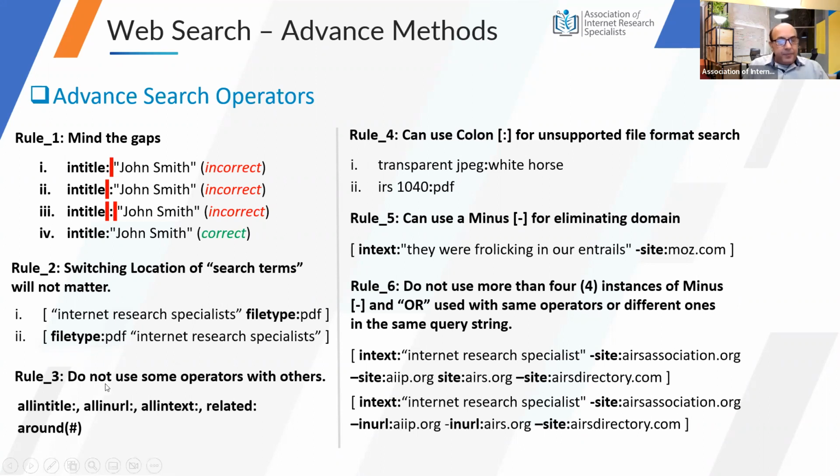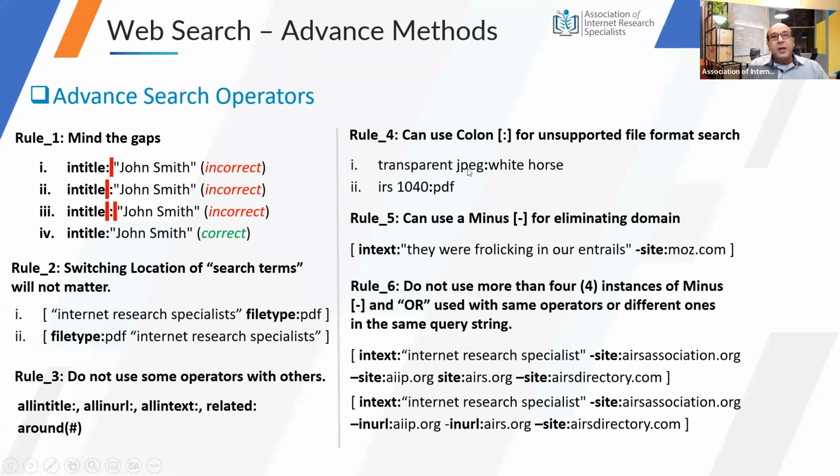Then we have certain operators that would not function, or they ideally don't want any other instances of competing operators to be put inside of the same search query, like all in title, all in URL, all in text, related, and so on. So this rule number 3, you will discover in more detail later on. You'll see the logic why it won't work. So that's rule number 3. Colon sign, the utility of colon signs.